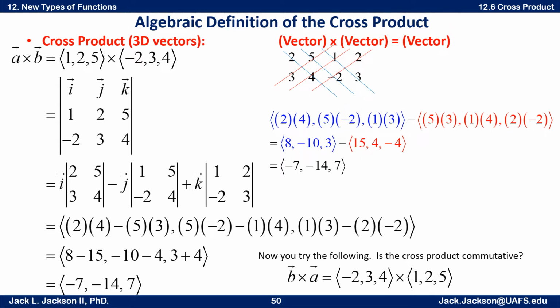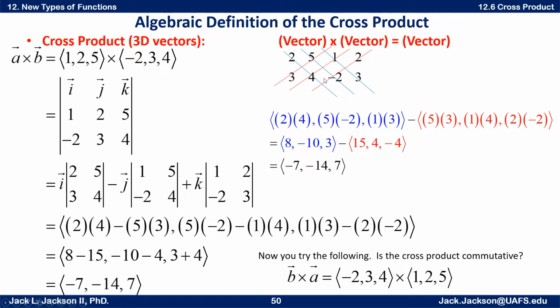Okay, now for the K component, we get rid of that row and column, and we're left with 1, 2, negative 2, 3. It's back to the normal way of doing it. 1 times 3 is 3, minus a 2 times negative 2. That's going to be plus 4. 3 plus 4 is 7. And so there's our vector.